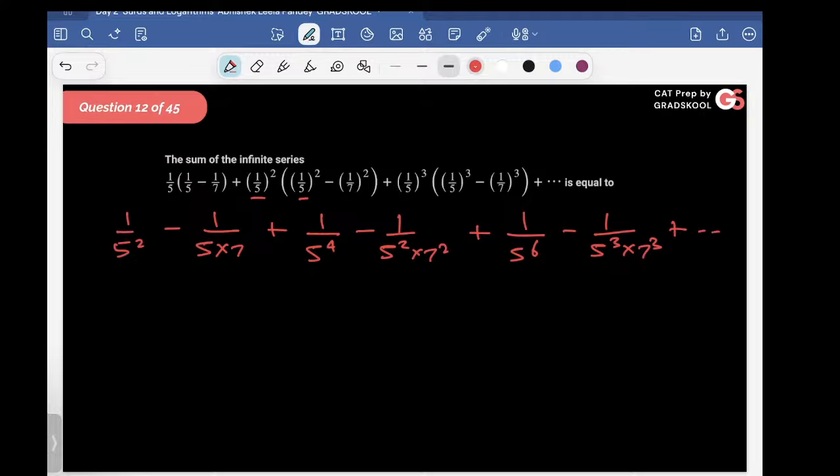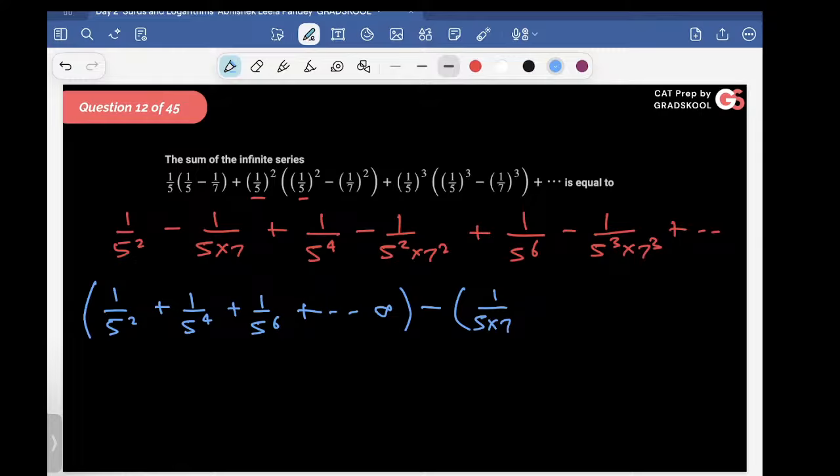So here you see there are basically two different GPs. One GP is getting added, the other is getting subtracted. In case you're not able to see it, I'll just write it. 1 by 5 square, the first term, the third term, the fifth term, and so on. These are all getting added up. If I take minus common from the second GP, that is 1 by 5 into 7, plus 1 by 5 square into 7 square, and so on till infinity. Is that right, guys?